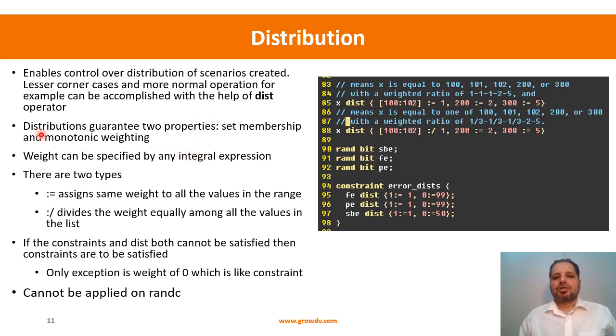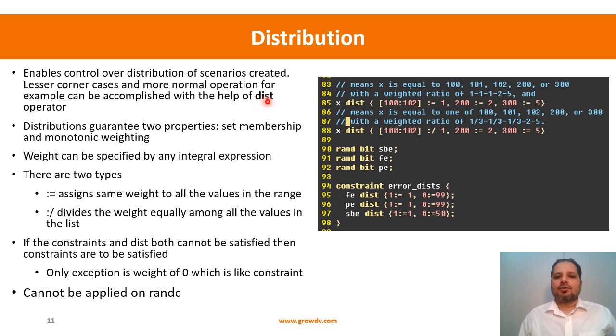So distribution essentially guarantees two properties. One is that it guarantees set membership. You can think that a dist operator is implicitly also a set membership operator. So it is a set membership operator plus something more. Okay, so that's the implicit meaning. It's not exactly the same, and I'll tell you why that is so.